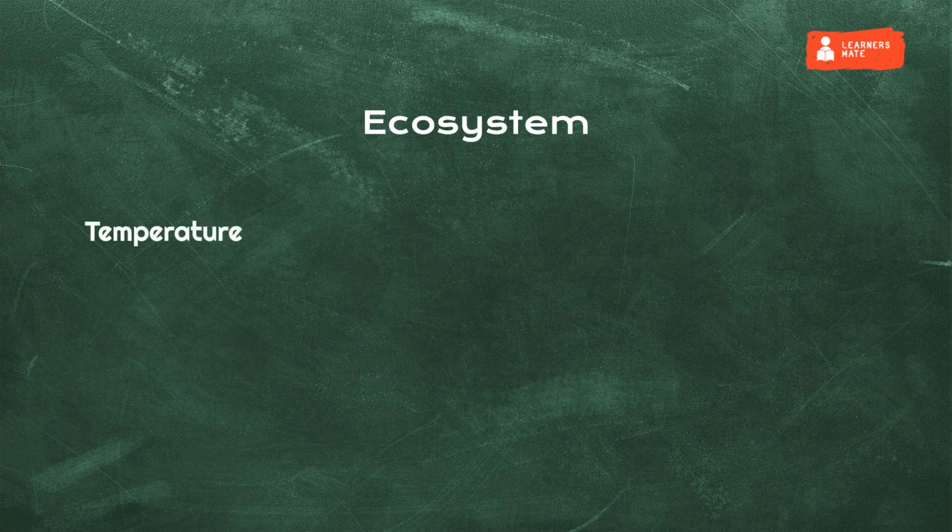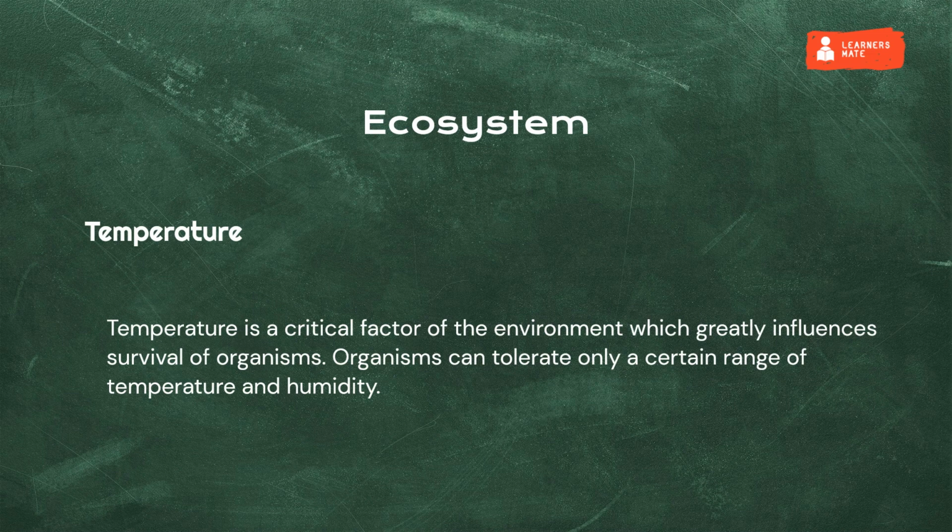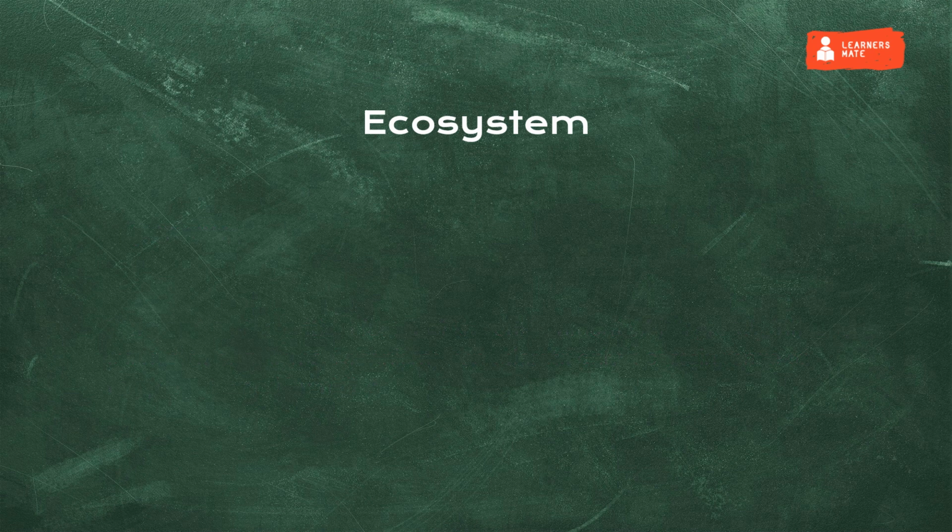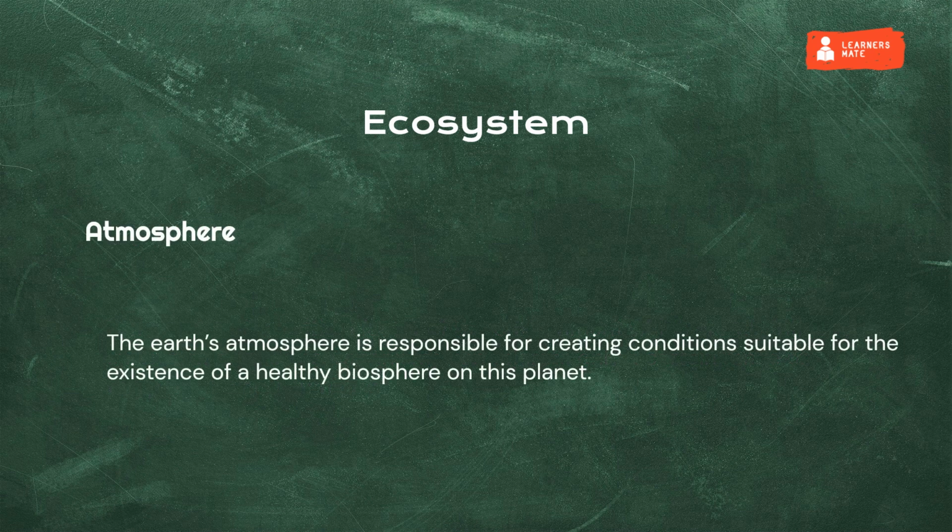Temperature. Temperature is a crucial factor of the environment which greatly influences the survival of organisms. Organisms can tolerate only a certain range of temperature and humidity. Atmosphere. The Earth's atmosphere is responsible for creating conditions suitable for the existence of a healthy biosphere on this planet.